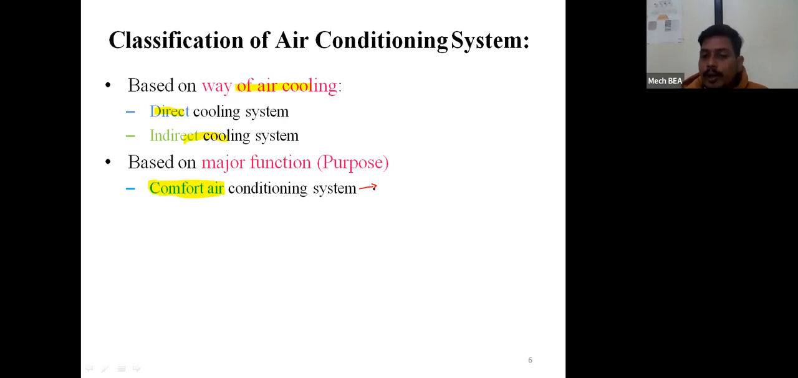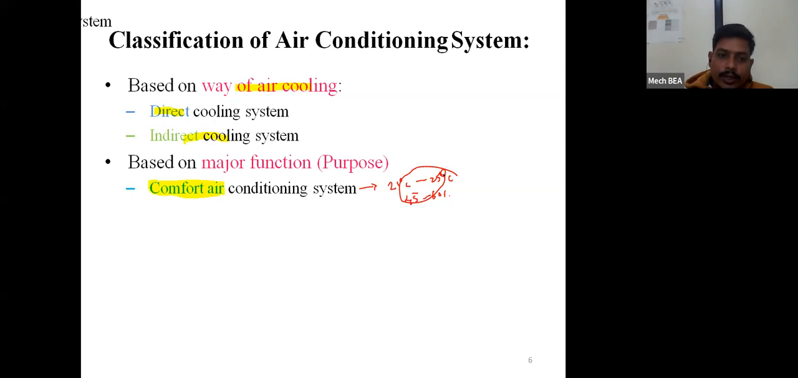For human comfort, the maximum percentage of human beings will feel comfortable if we are maintaining the temperature in the range of 21 degrees centigrade to 25 degrees centigrade, and humidity in the range of 45 to 60% relative humidity. In between this range, the maximum percentage of human beings will feel comfortable. So such type of air conditioning system will be called a comfort air conditioning system.